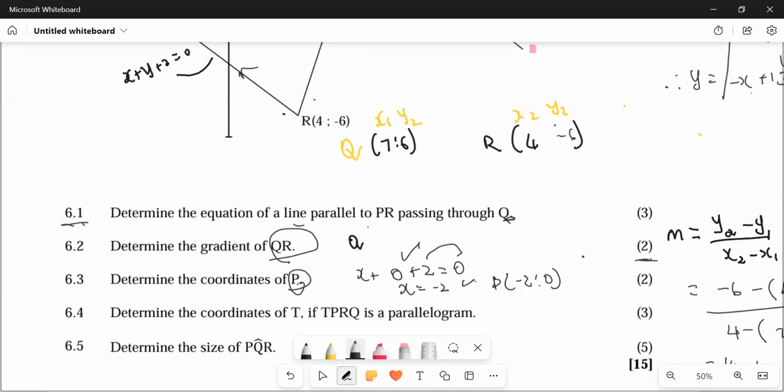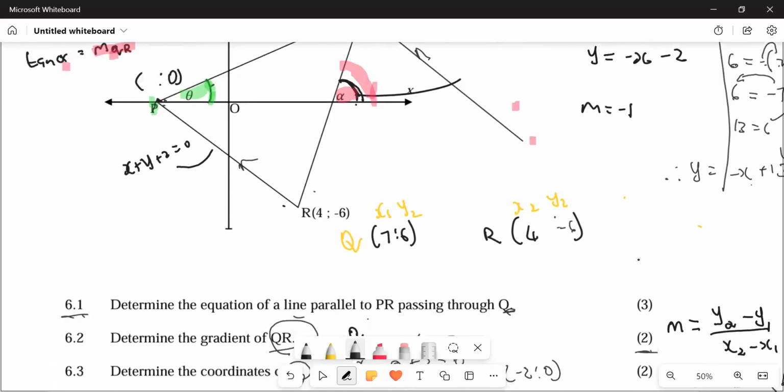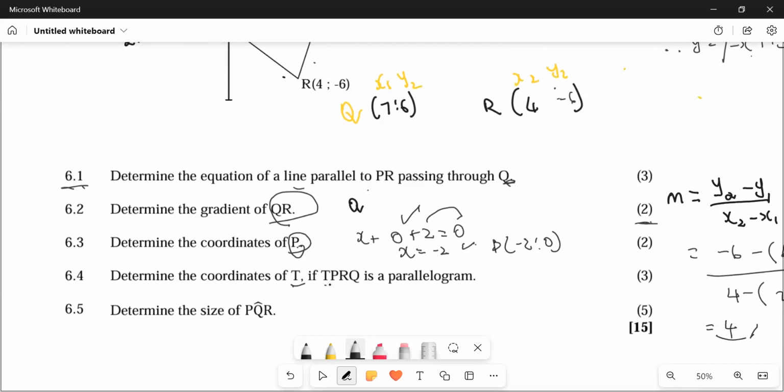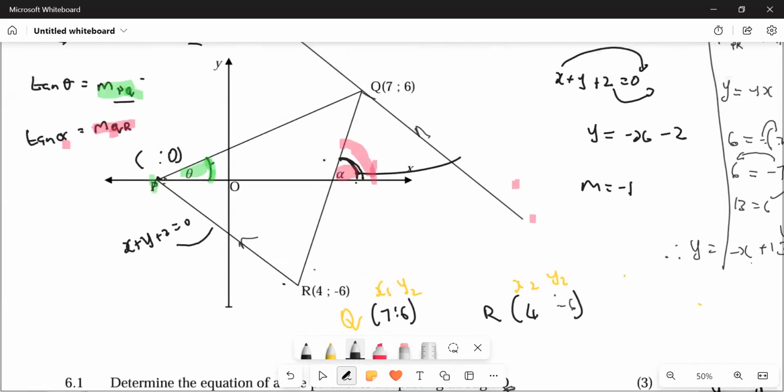We're still fine. Okay, this is the one that Kopano says he hates. Kopano Uti, they say determine the coordinate of T such that, let's look at this. What is T? T is a point such that TPRQ is a parallelogram. TPRQ is a parallelogram. So T can be somewhere here. Like this. Okay.